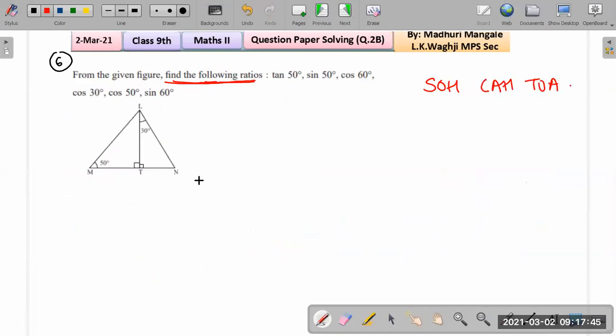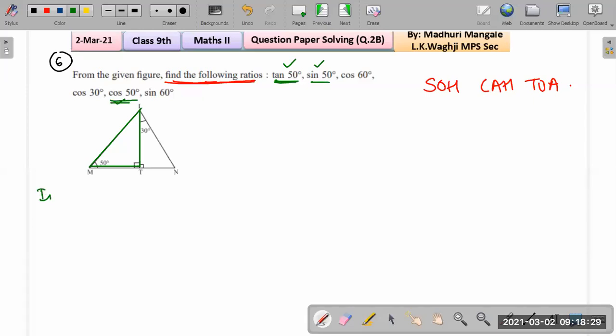SOHCAHTOA. All right, let's begin with this. We are asked to find tan of 50. Just look at it. Where is 50? In the first triangle. Let me highlight that triangle. That's triangle LMT. In triangle LMT we can find tan of 50, sine of 50, and cos of 50. We cannot see any angle 60 here, so let's wait. Cos of 30 is in the other triangle, so let's not do that first. Let's begin with finding these ratios: tan of 50, sine of 50 and cos of 50.